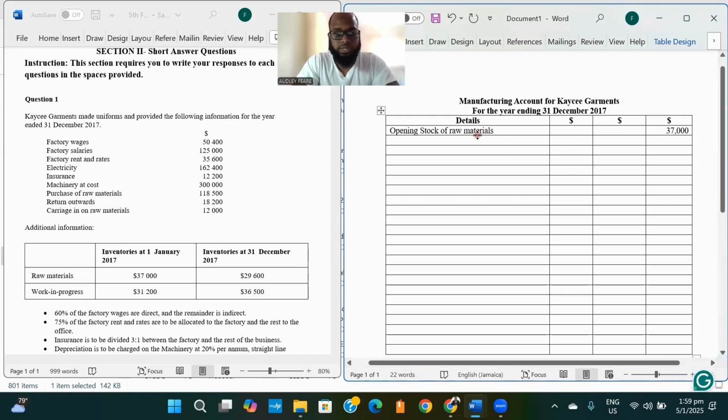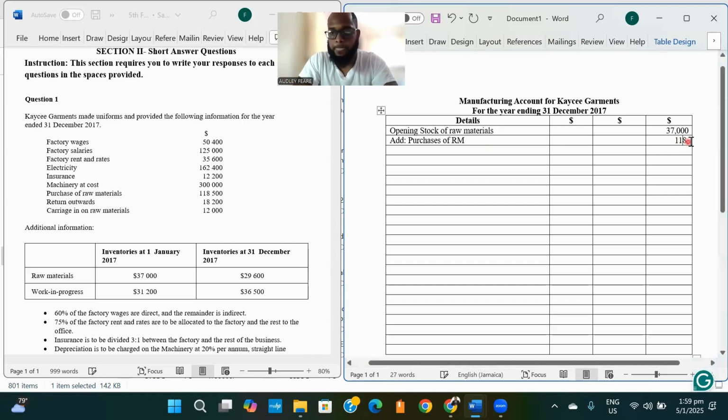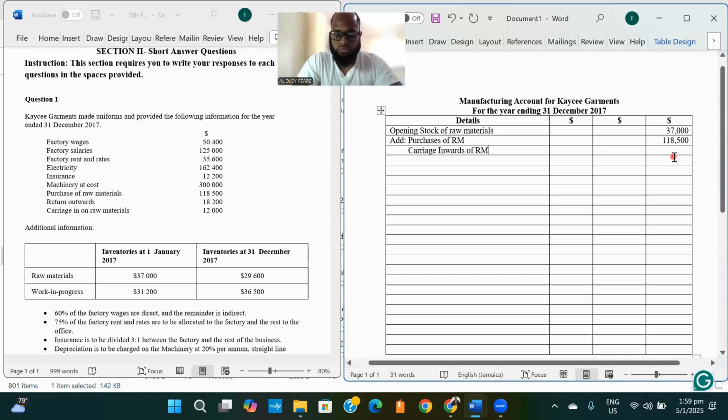We're going to then go on to add purchases of raw materials. I'm going to use RM, and I'm just going to use two columns. So it's 118,500. Then we add the carriage inwards of raw materials, which was $12,000. So we deal with all the raw materials before we move on.